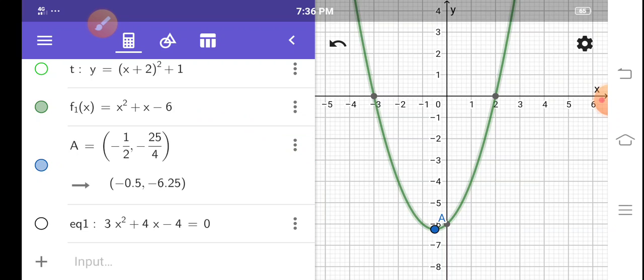Our vertex is where the parabola reaches the minimum point. The graph of a quadratic equation is a parabola. So, these are the roots, and this is our vertex. So, we have -1/2 and -25/4 as our vertex.